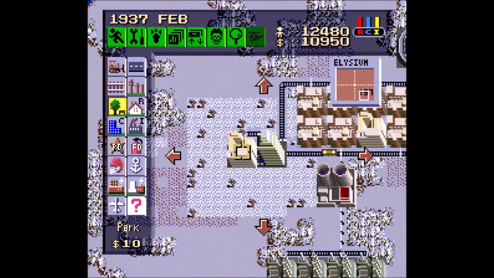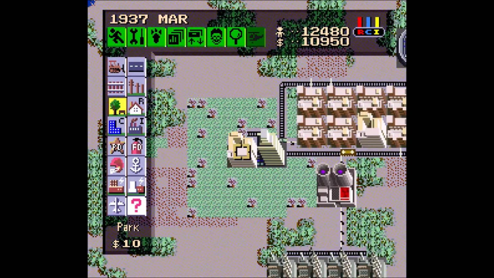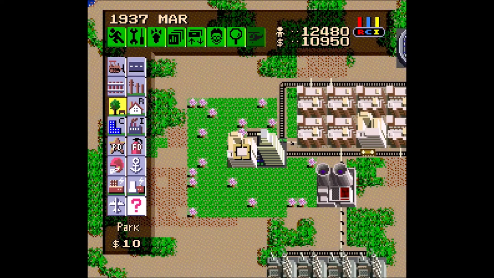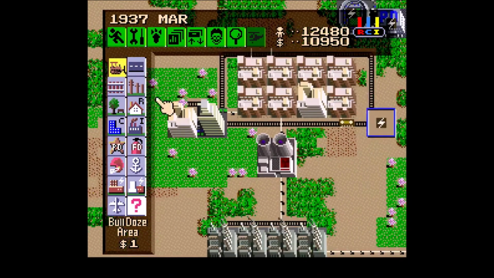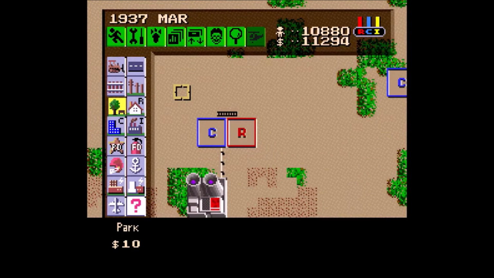So residential, commercial, and industrial zones do have similarities and differences. Your residential zones are going to be a lot more sensitive to things. They are not immune to pollution, crime, and really low land value. So it's important to keep that in mind. I would like to now showcase one other major difference between residential and commercial zones.